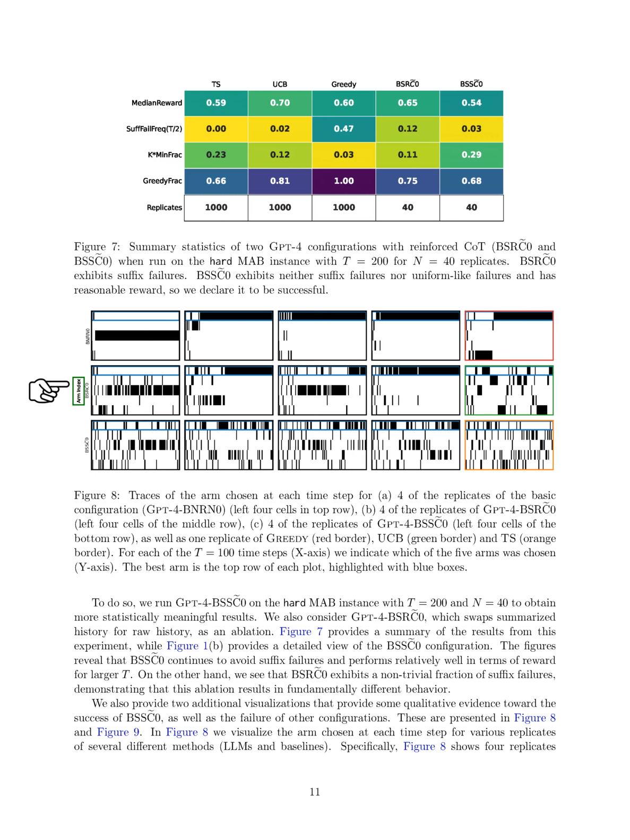When we ran GPT-4 BSS-wide text C0 on the hard MAB instance with t equals 200 and n equals 40, we obtained more meaningful results. We also looked at GPT-4 BSR-wide text C0 as a comparison, which showed different behavior. Our experiments indicated that BSS-wide text C0 continued to perform well without certain failures, especially for larger t, while BSR-wide text C0 exhibited a significant fraction of failures.